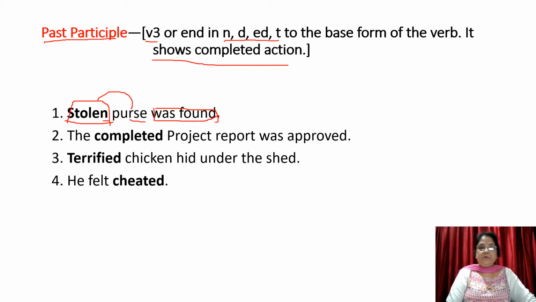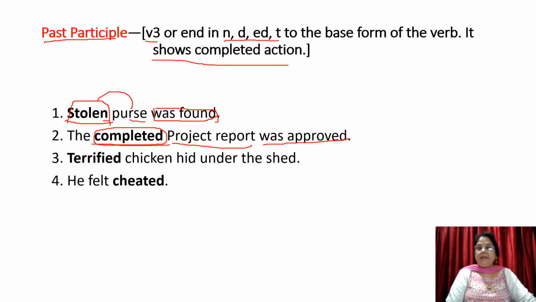The completed project report was approved. Now complete and completed, ed has been added, and so it has become an adjective here. Adjective to project report. It's telling more about the project report. And was approved is the main verb. So completed here is past participle.